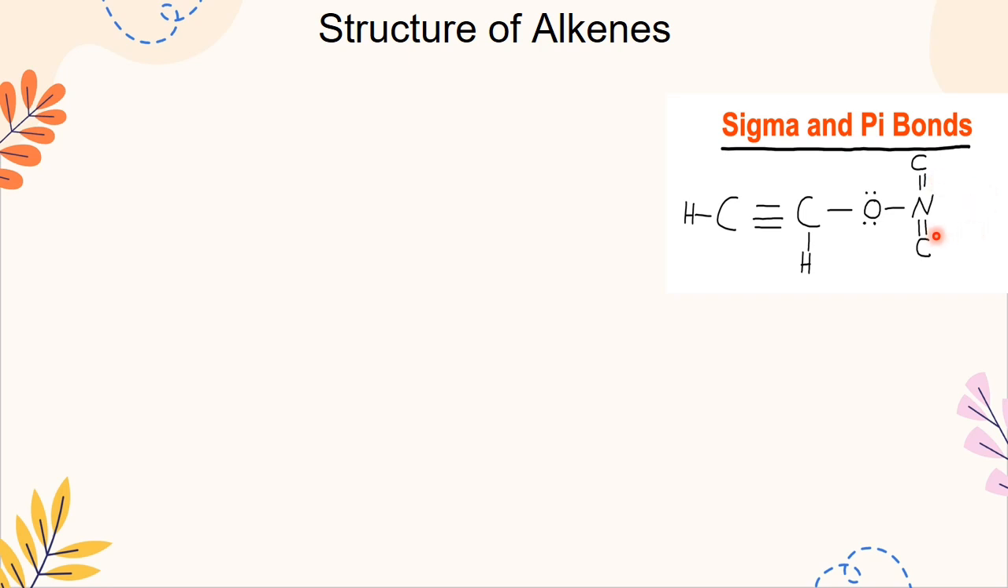Now, if we have a double bond, just like this and this, for every double bond, there is one sigma bond and one pi bond. So in this double bond here, you will have one sigma bond and one pi bond. For triple bond, for every triple bond, you will have one sigma bond and two pi bonds. So the first bond here is a sigma bond, while these two bonds are pi bond.